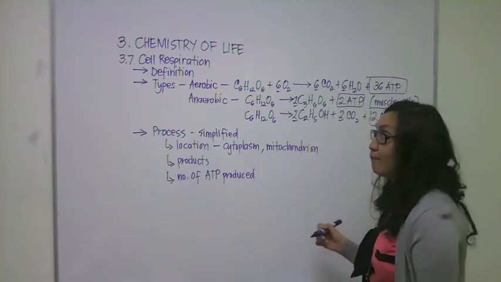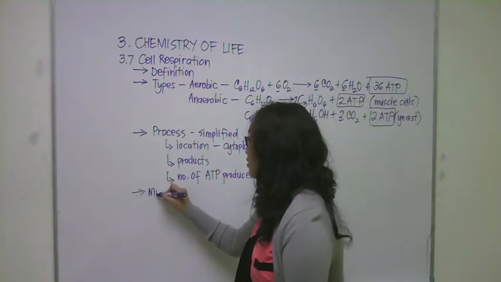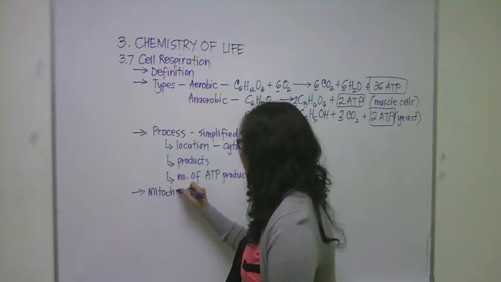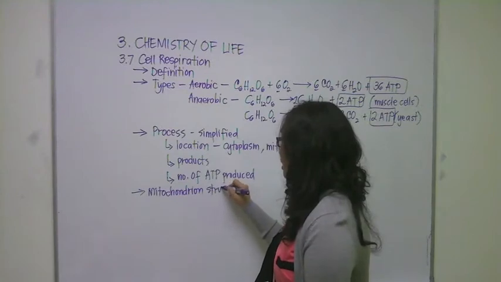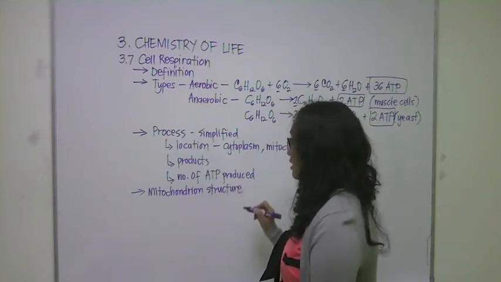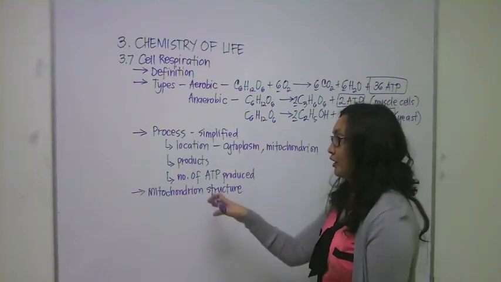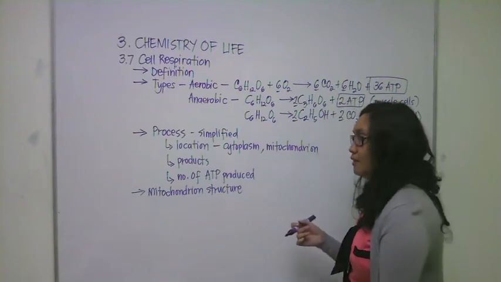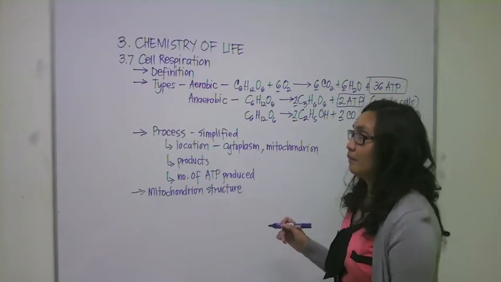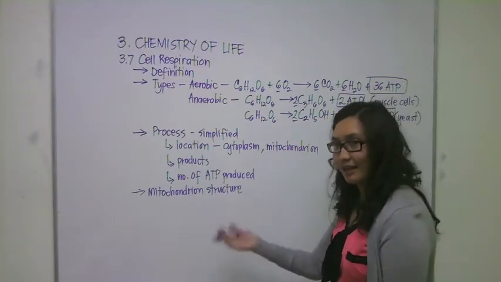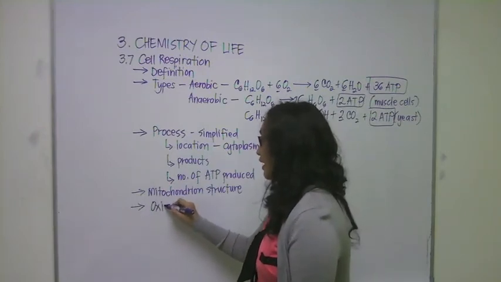It is also important to know the structure of mitochondria. Since the mitochondrion is the organelle where cell respiration occurs, learning a simplified mitochondrial structure will be helpful as well. Lastly, the thing that needs to be learned by both SL and HL students is the process of oxidation and reduction.